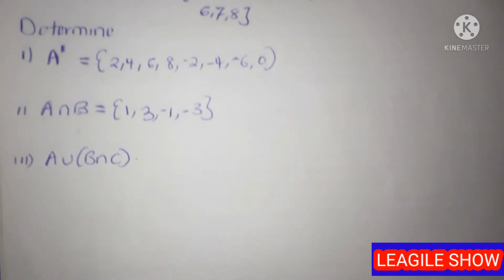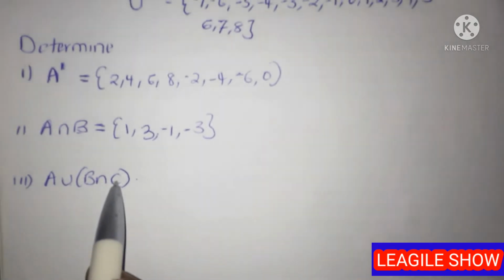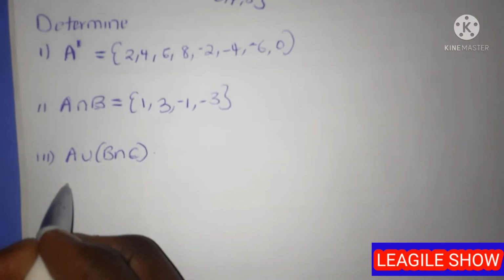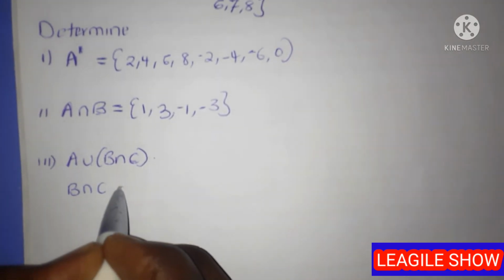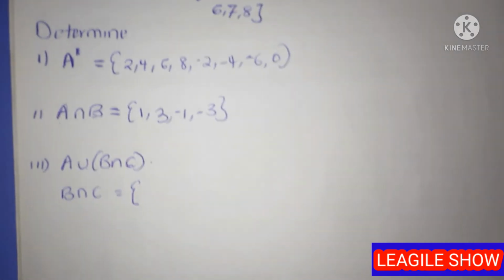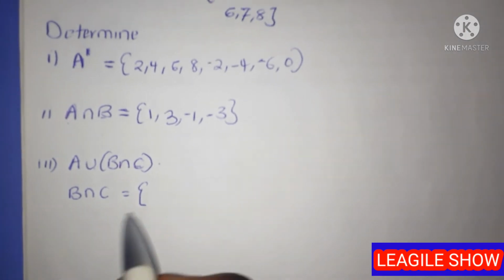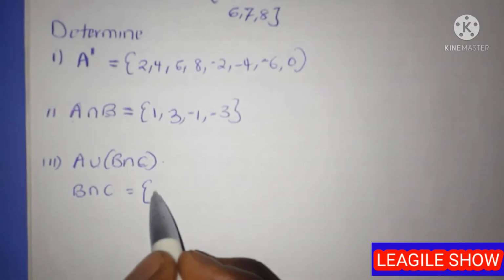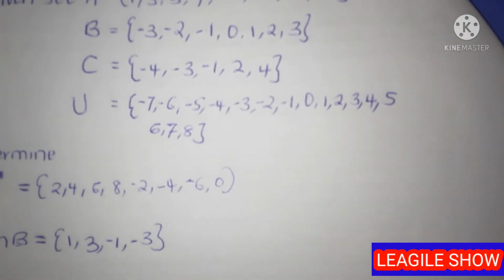Then part C, A union B intersection C. So we'll break this one into 2. We start by finding B intersection C, and remember I said intersection here means those elements that are found in both sets, in this case B and C. So let us go and compare again those elements that are in B and C.